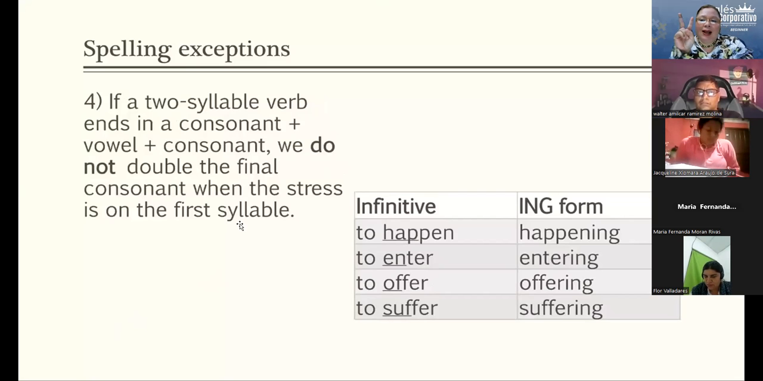Then, when we have a two-syllable verb and it has the same ending, consonant, vowel, consonant, we do not double the final consonant when the stress is on the first syllable. Okay, this is about the stress. El acento no recae en la última, sino que está al principio, ¿verdad? Entonces, no le vamos a doblar la consonante. Recuerden que esta es una regla para los verbos que tienen dos sílabas, two syllables.